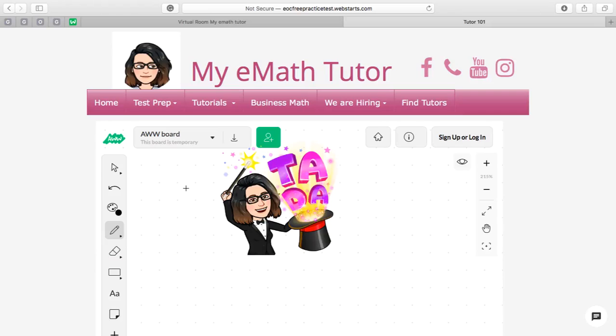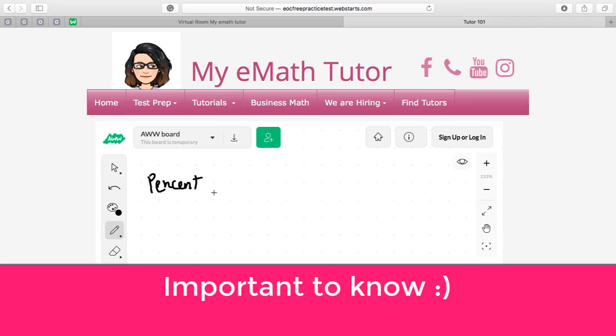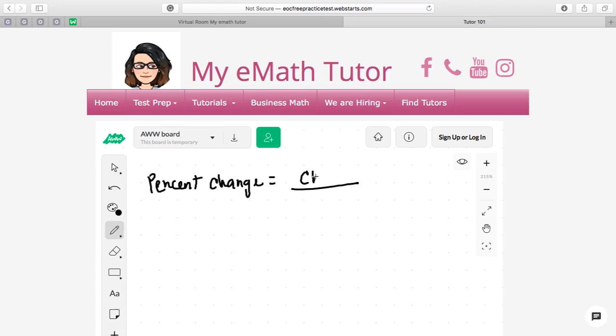The first thing that we need to learn is the following formula. And I'm going to tell you this is a very, very important formula that not only will you use in math, you're going to use it in accounting, you're going to use it in anything where you want to figure out the percent change. It's very easy to do, and it's basically just the change divided by the original and then times 100. So let's do an example.